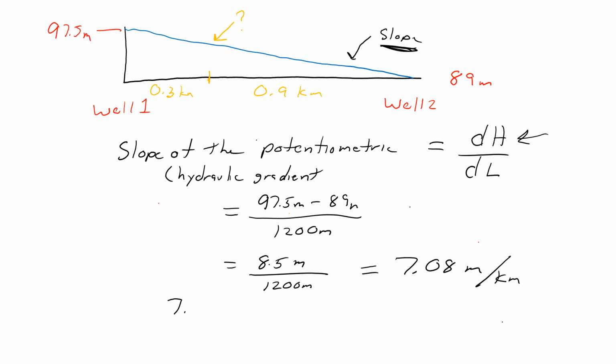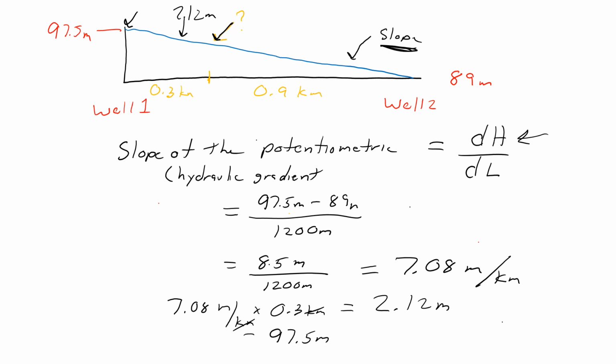Well, since we have a slope, 7.08, and we want to know how much is going to drop over the next 0.3 kilometers, we can simply multiply that. 7.08 times 0.3 kilometers. Kilometers are going to cancel, and it's going to drop 2.12 meters. So from this point right here to this point right here, it's going to drop 2.12 meters.